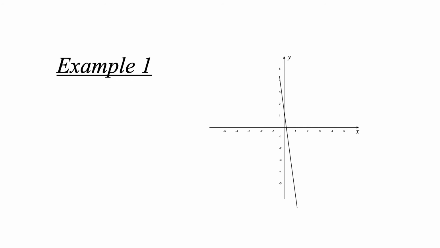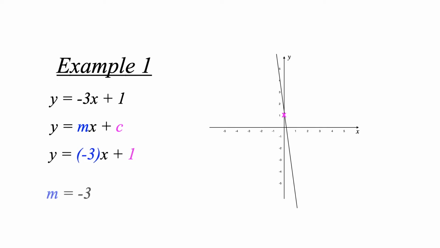Let's take a few examples. First, let's take y = -3x + 1. In this case, m is -3 and c is 1.